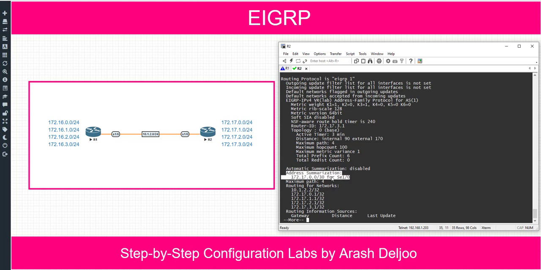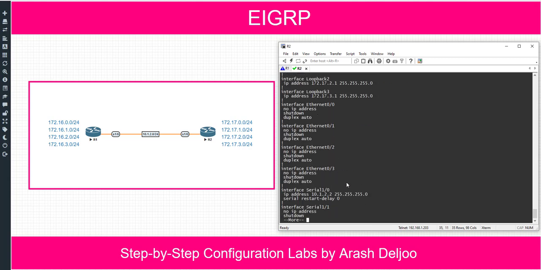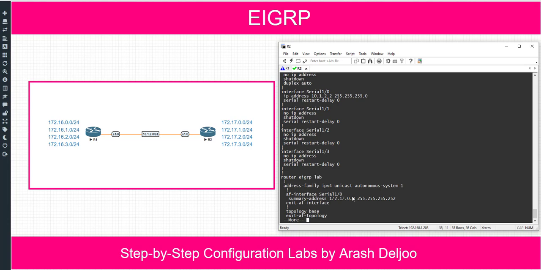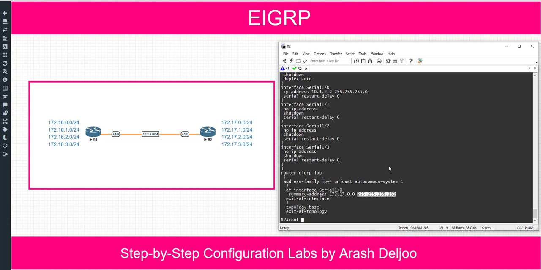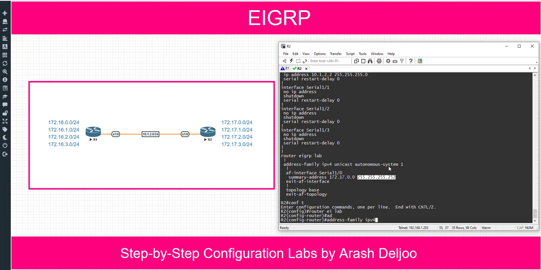Then show ip protocols shows us that we summarized these four networks on serial 1/0 to the network 172.17.0.0/30. And after that, here we should use /22. Look here, let me change the command, show run, router eigrp. As you can see, on EIGRP we configured /30. We should configure /22. Let me change it.